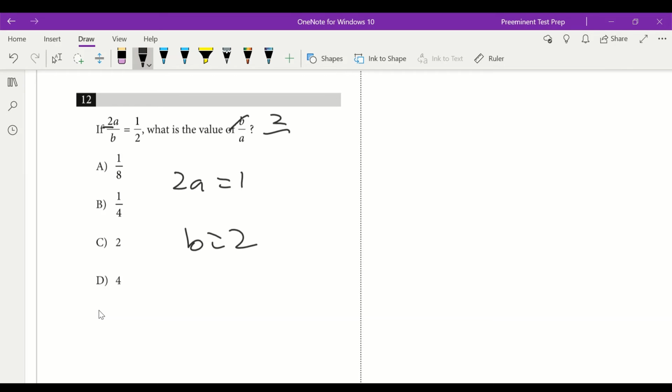Because all I did was I just took my equation here, set it equal here. So I know 2a equals 1. I divide each side by 2. I get a equals 1/2. Now I've got to solve for b over a. I know b is 2. I know a is 1/2.